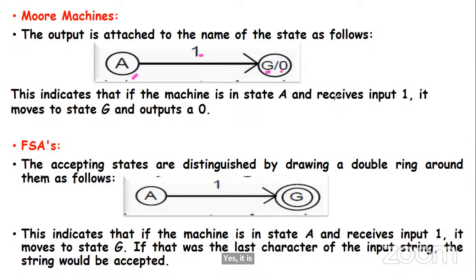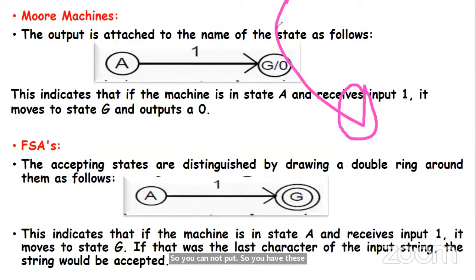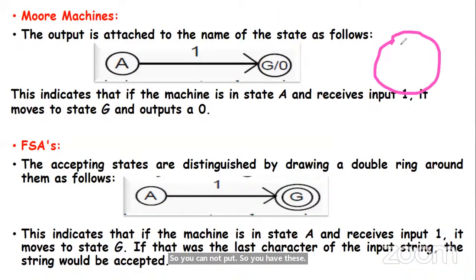So this is the only difference. For an FSA, you have this big circle, and you have another one inside. Anywhere you see a double circle, that means you are at the final state.